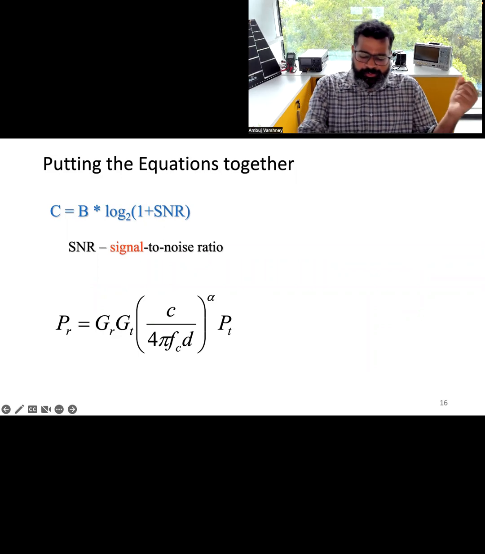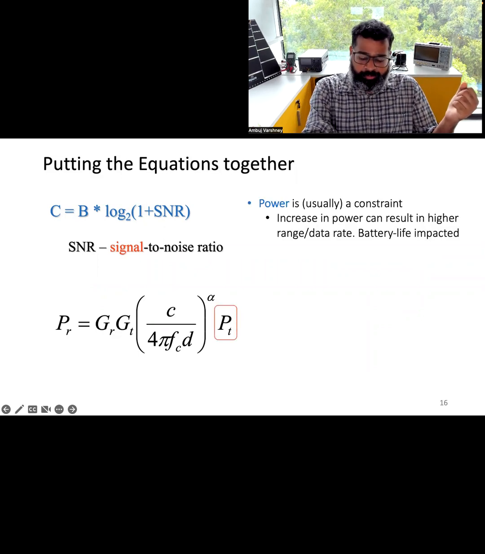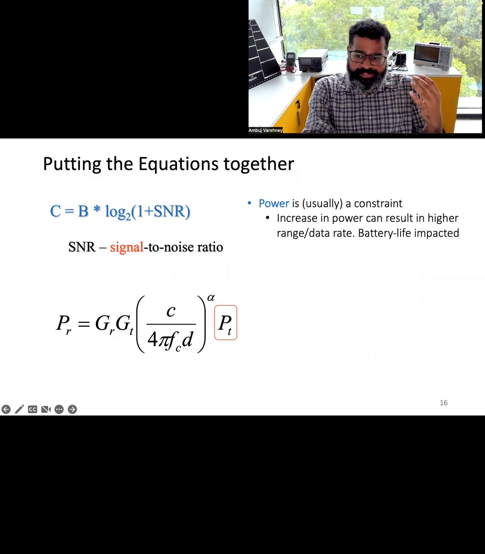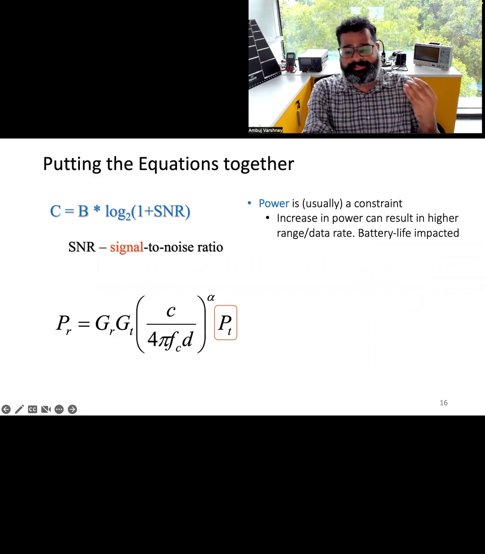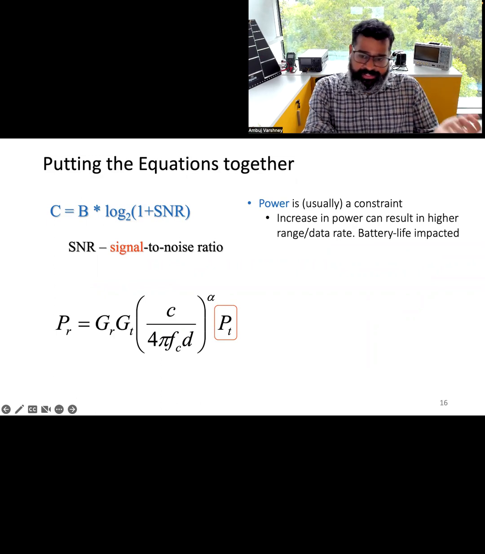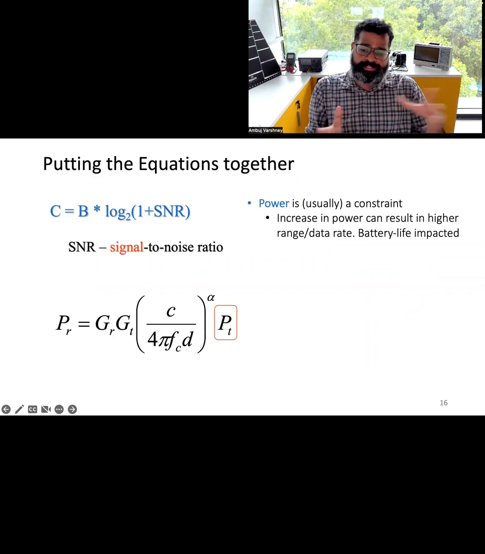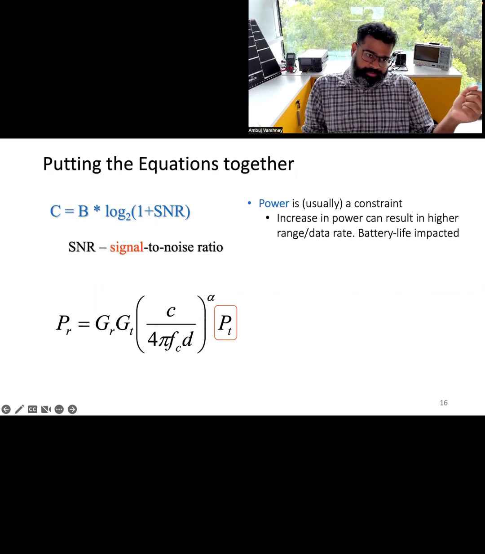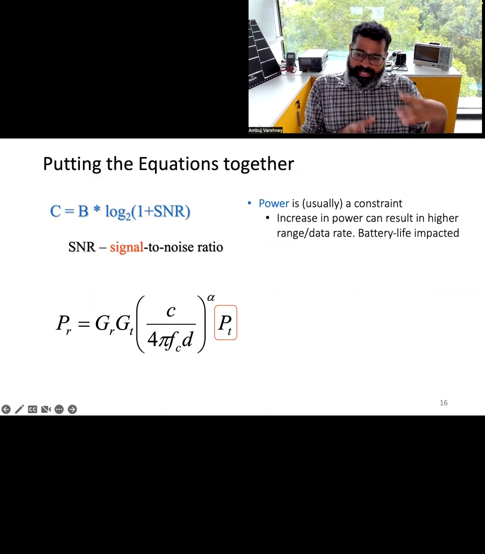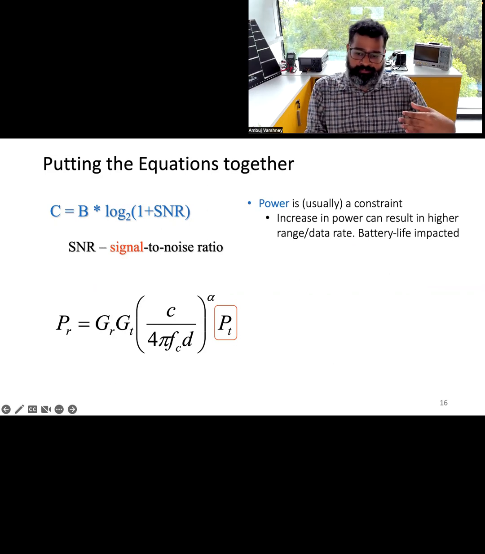So let's try to put the Friis transmission equation and Shannon capacity theorem together. As we had said, the capacity of a channel depends on SNR. SNR stands for signal to noise ratio. Let's try to understand this term. Any wireless channel has a level of noise, and we need to be sufficiently stronger than this background level of noise for us to successfully receive wireless communication.